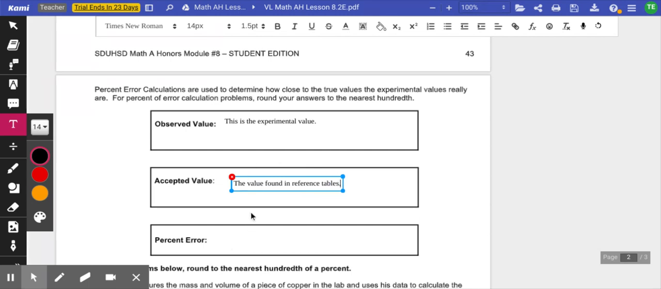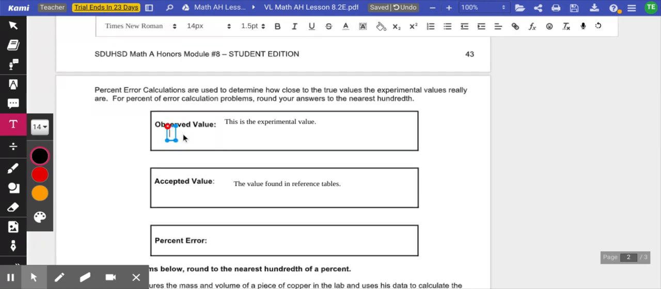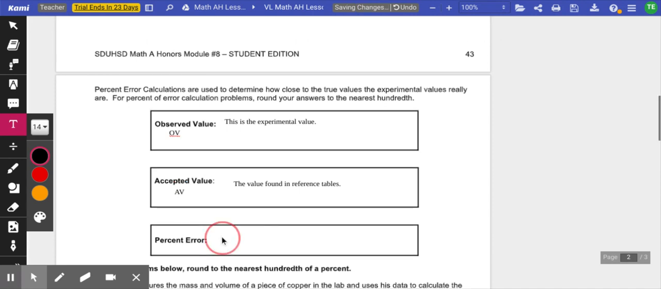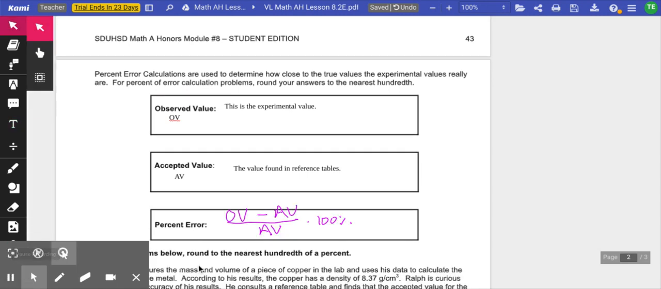Our percent error is to figure out what percent we are away from each other. So I'm going to call my observed value OV, and I'm going to call my accepted value AV. So when we calculate, we go observed value minus accepted value over the accepted value times 100%.